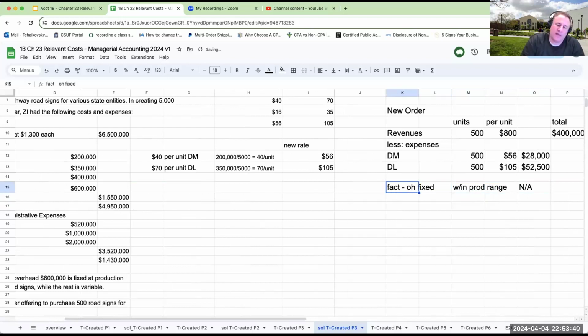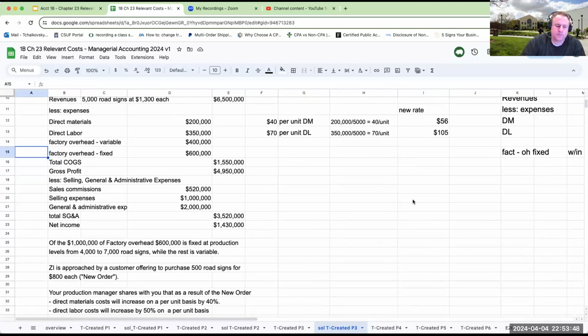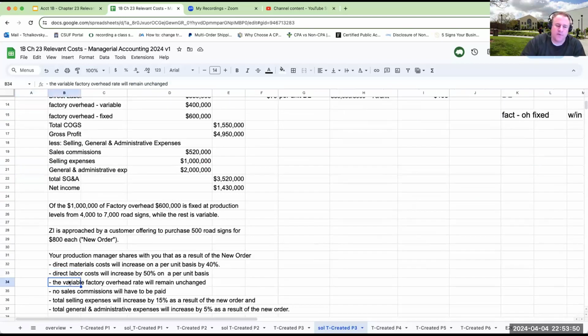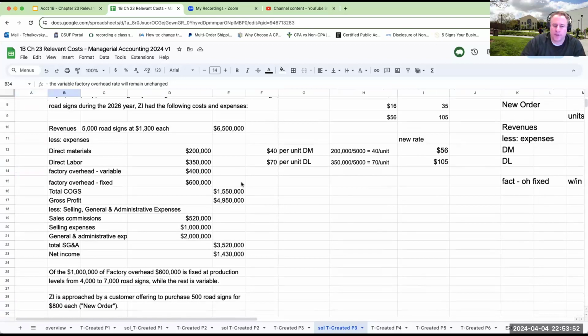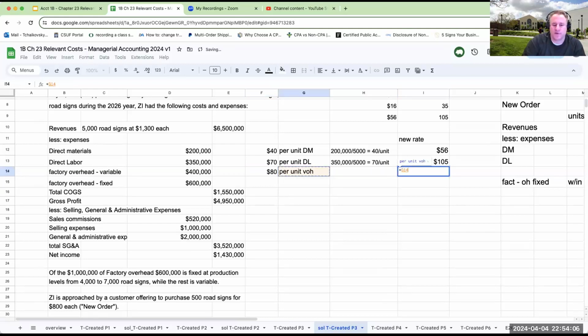When I write out things like this, if you're a student in one of my classes, I write this out so you know that I'm not including the number. You don't have to do that on the test. So the variable factory overhead will remain unchanged. What is my variable factory overhead rate? Well, if I take 400,000, which is my variable factory overhead costs at 5,000 units, this is going to remain unchanged.